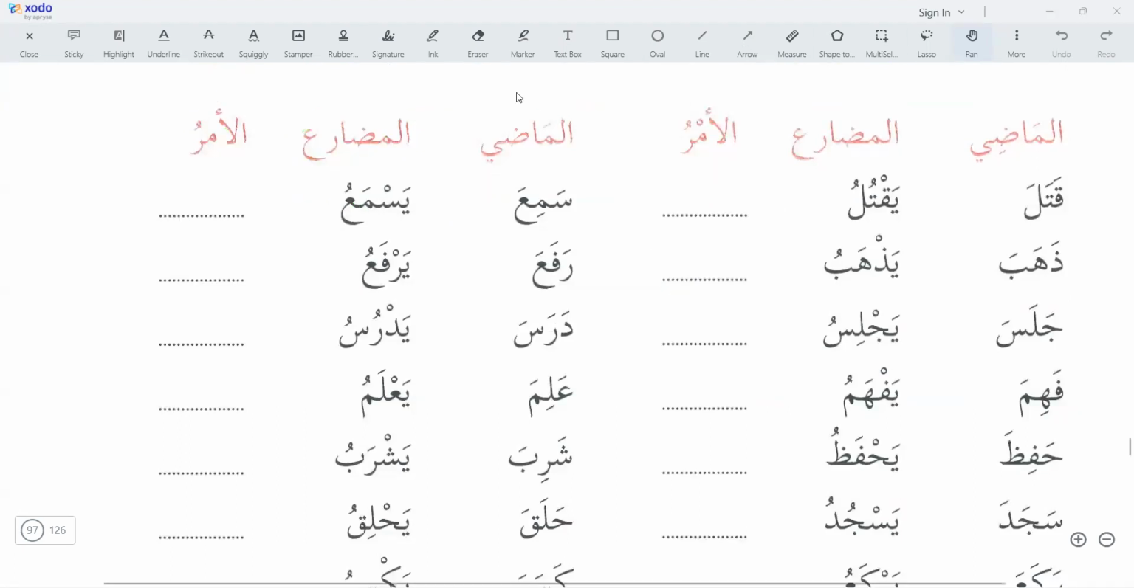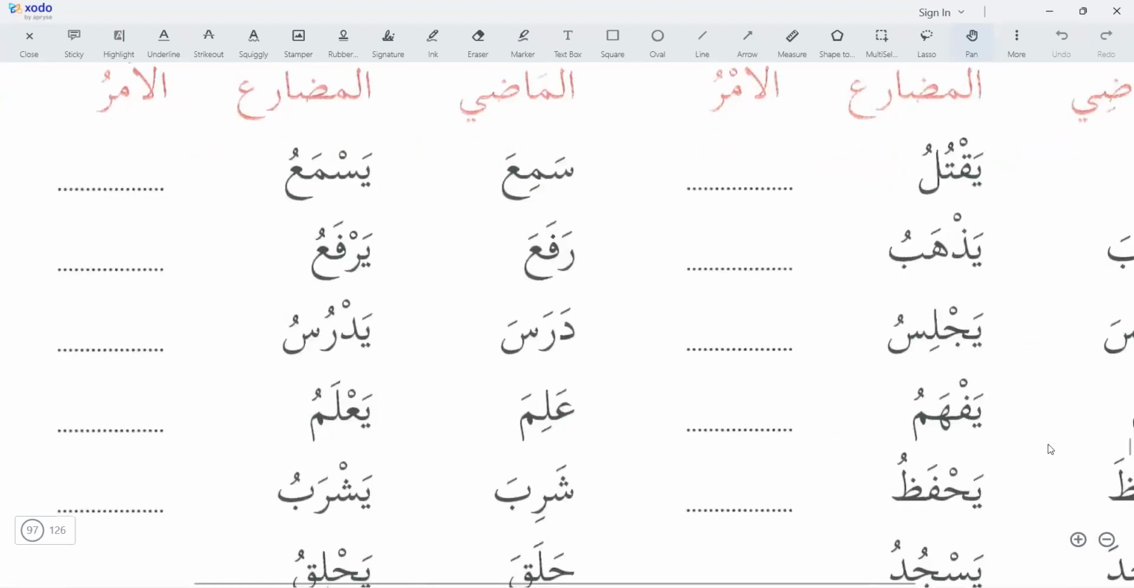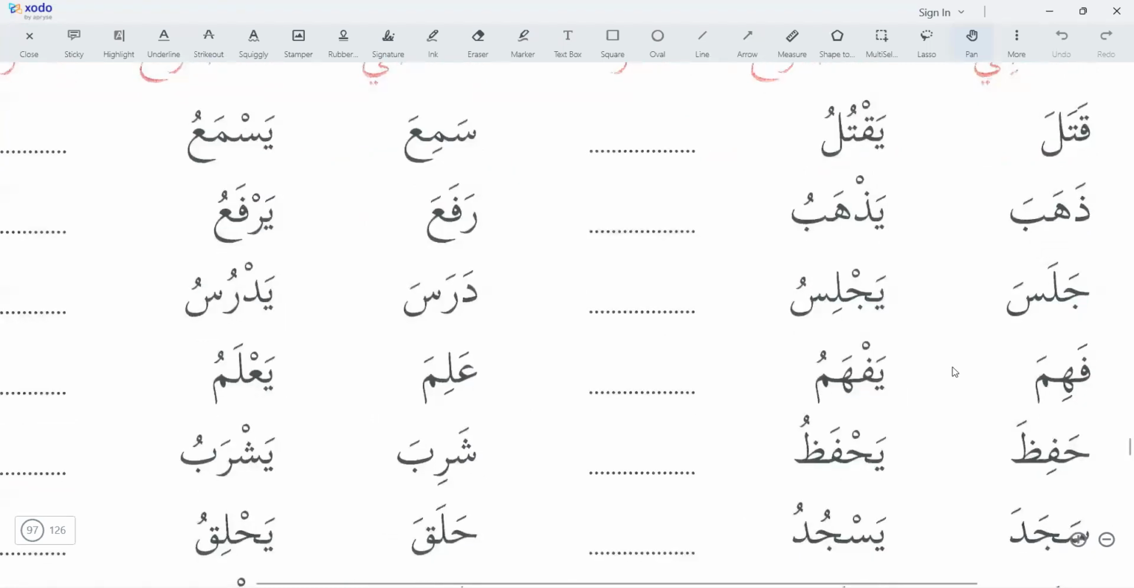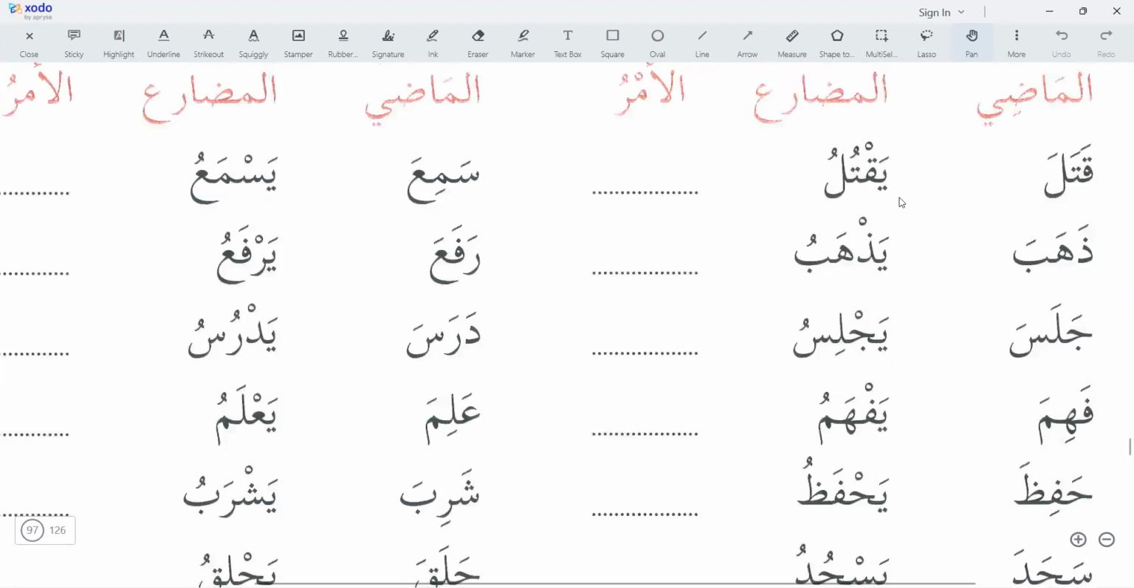You will learn in this book later, inshallah. Okay, sir. So this one is Qatala, Yaqtulu, Uqtul. Who will make the amr? Uqtul. Dhahaba, Yadhhabu, Idhhab.